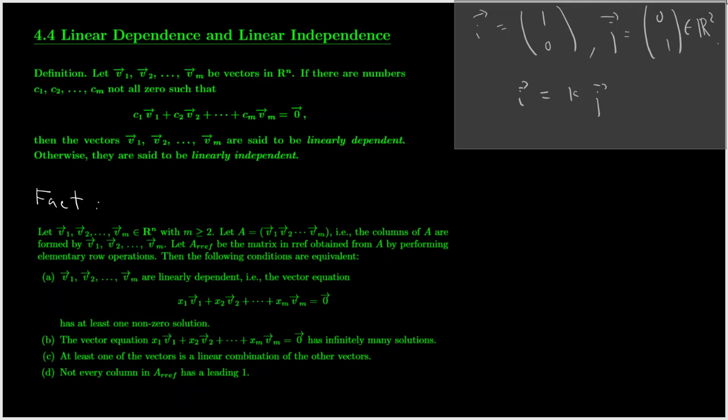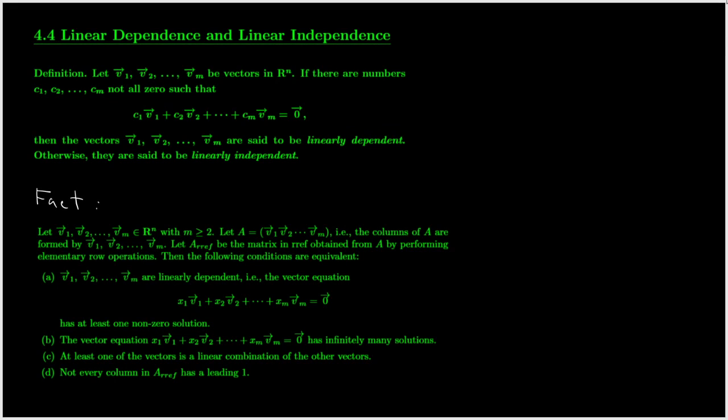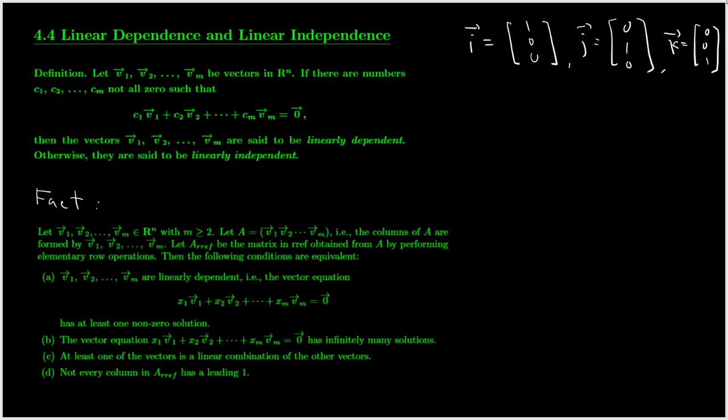Now let's use another particular case to talk about linearly independent or linearly dependent. Let's use three vectors in R3. In R3, the standard basis vectors are i, j, and k, right? i has three components, 1, 0, 0, and j has three components, 0, 1, 0. And k has three components, 0, 0, 1. These are the three vectors in R3.